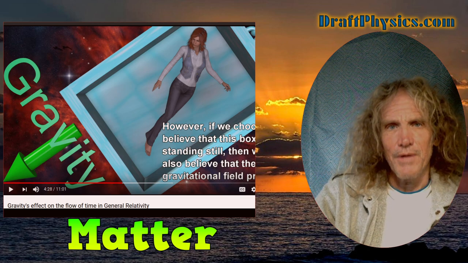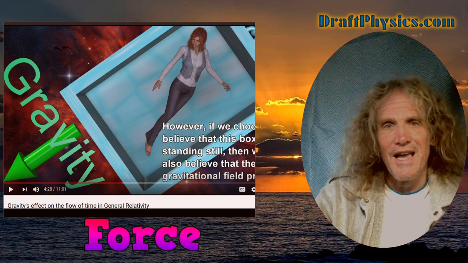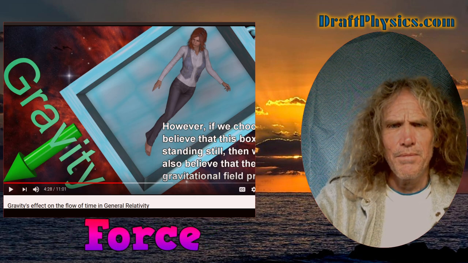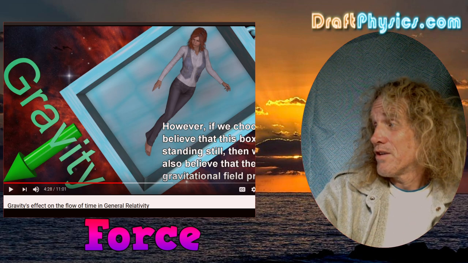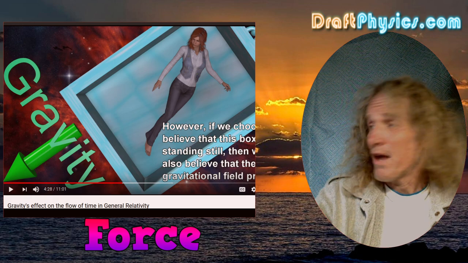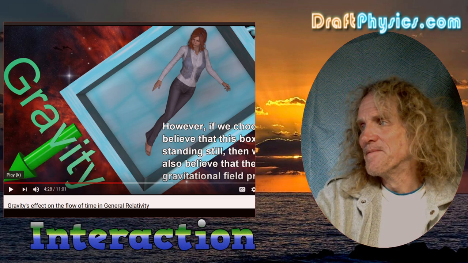No, she's not moving anywhere. The box isn't going anywhere. She's not going anywhere. Nothing's happening. Why would I think there's a gravitational field pushing down? This was just such a moment of, what are you talking about? Why the hell would I make that assumption? That would be silly.